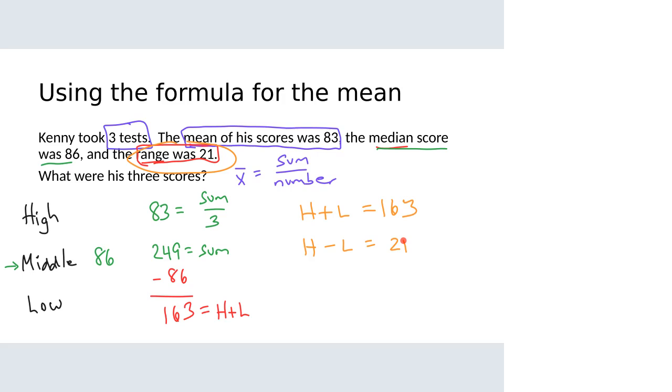I'm not sure about that. I'm not sure about that one. We'll see how this plays out. What I do know for sure is highest plus the lowest is 163. Highest minus the lowest is 21. Now I have two variables and two equations.